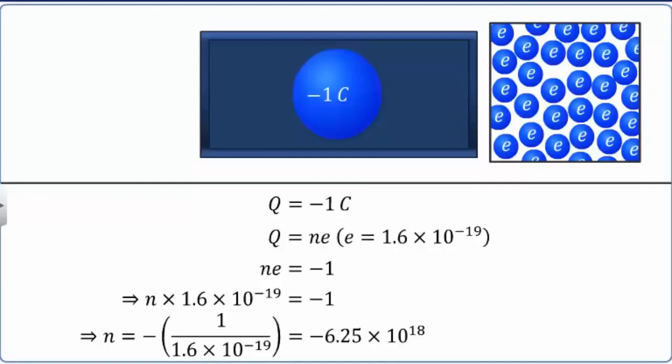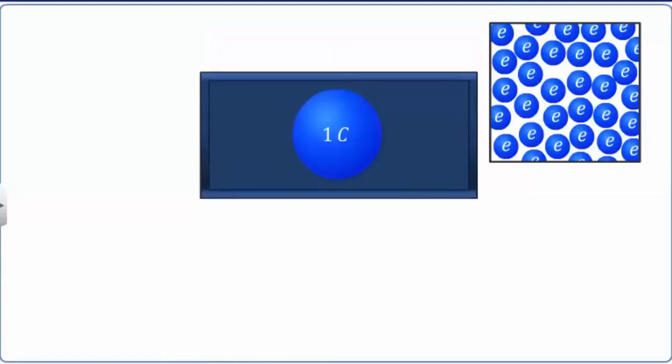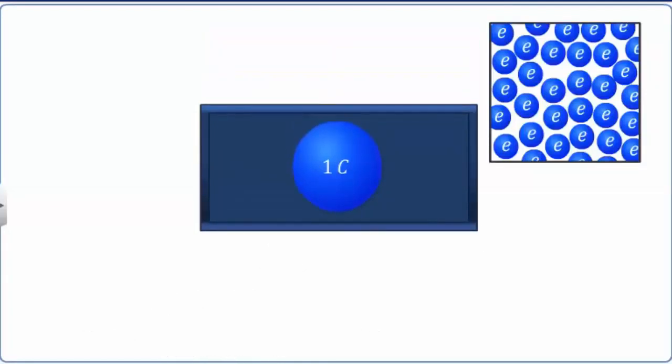In the practical examples we have seen for charging a body, we deal with bodies possessing a charge of about a few microcoulomb. The charge of a microcoulomb, that is 10 to the power of -6 coulomb, is very large compared to the basic unit of charge e.